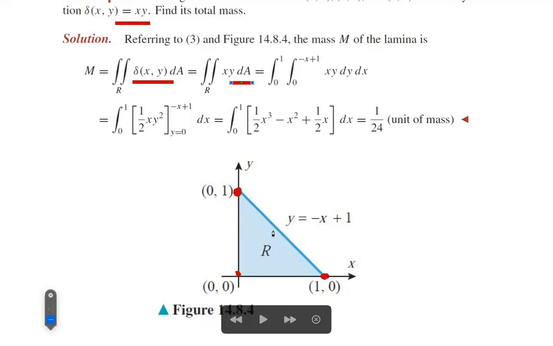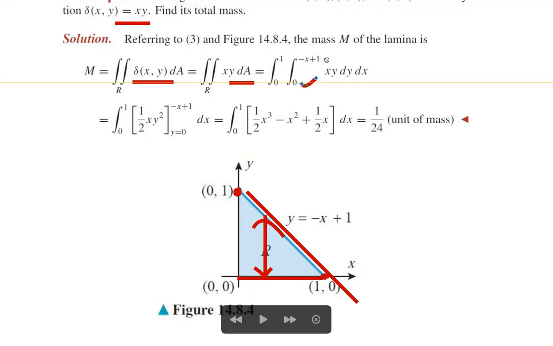Now take a strip parallel to the y-axis and move it from left to right, that is x varying from x equal to 0 to x equal to 1. Y varies from y equal to 0, that is the bottom, to the top, which lies on the line y equal to 1 minus x. So y varying from 0 to 1 minus x, and x varying from 0 to 1.